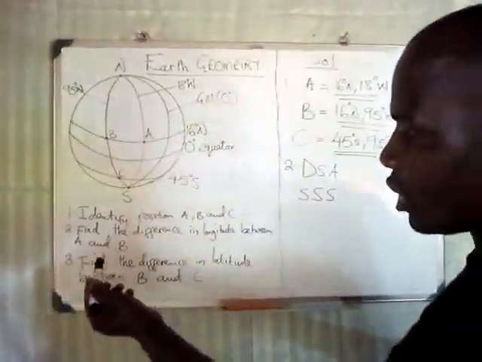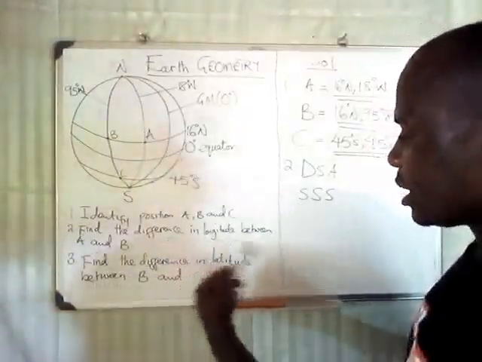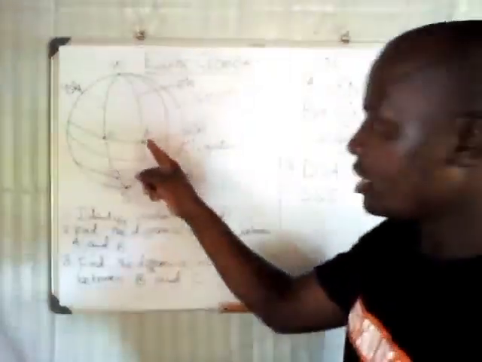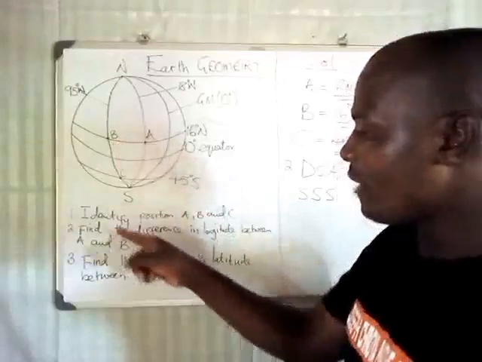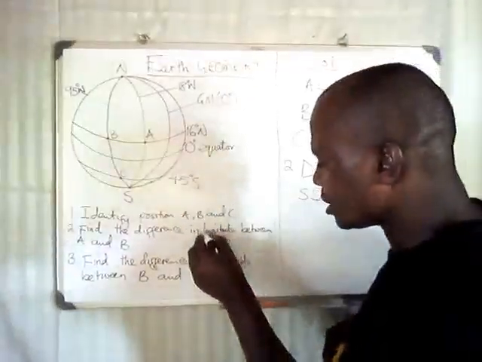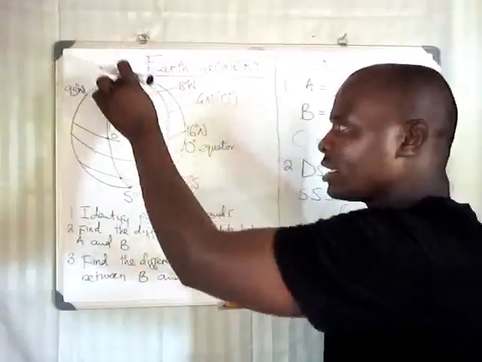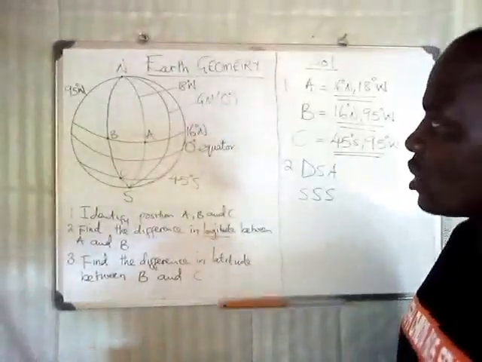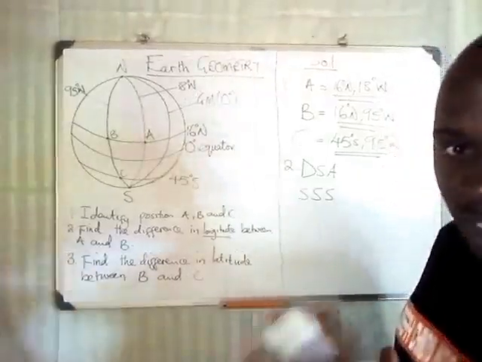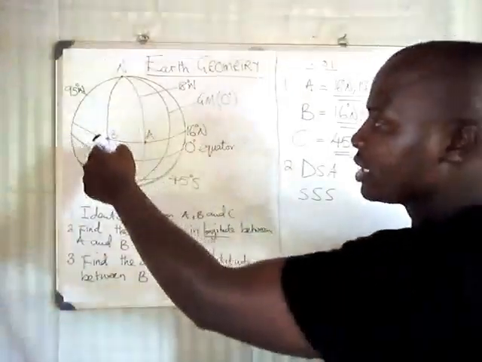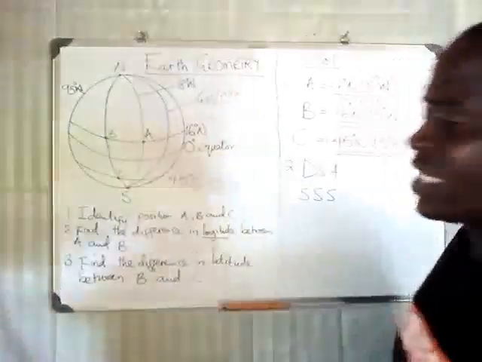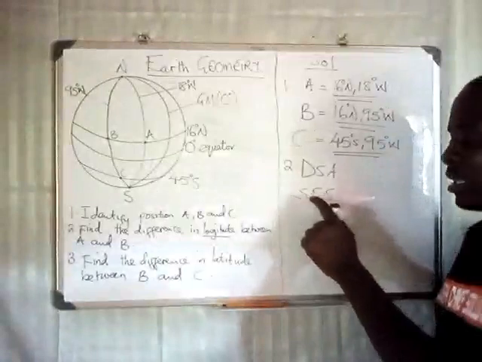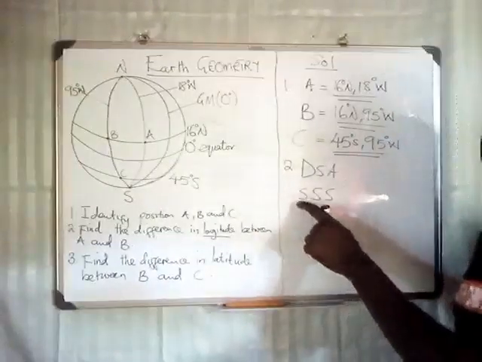Question number 2 says, find the difference in longitude between A and B. Where is A? A is here, and B is here. We are finding the difference in longitude. Longitude A is 18 degrees west. It is on the west side. What about B? B is 95 degrees west also. So these are of the same side. So we are going to subtract.